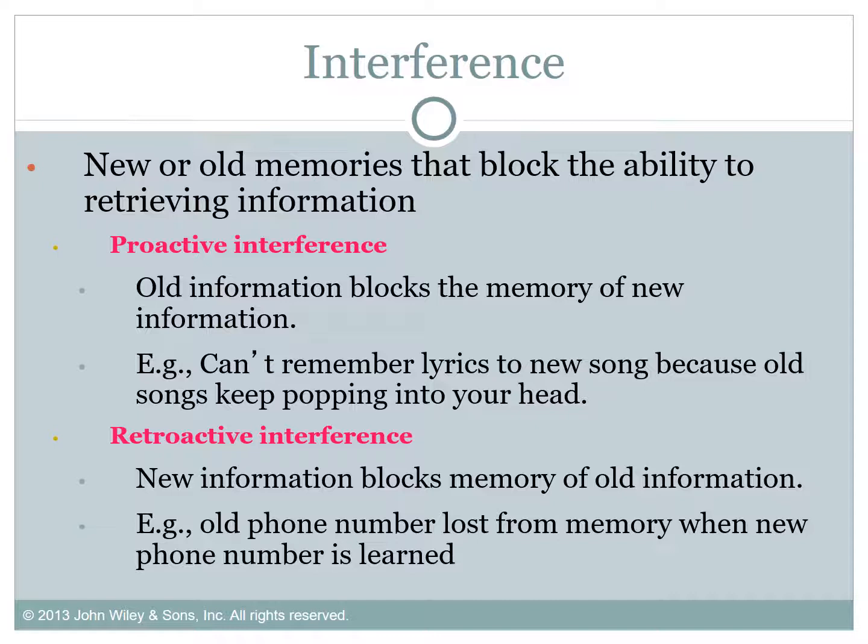Retroactive interference is the other way around, where new information blocks the memory of old information. When you get a new phone and a new phone number, for instance, it can take you a little while to remember that new phone number, where you do have that proactive interference. But once you have the new phone number memorized, after a little while, you may realize you don't remember your old phone number anymore. That's the example of retroactive interference, where remembering your new phone number prevents you from remembering the old one.